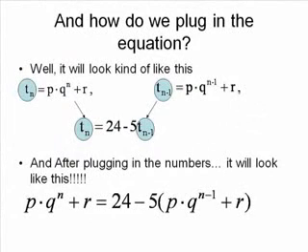So the question is, how do we plug Tn and Tn minus 1 into the equation? Well, it's simple. Since we have already changed tk to Tn, we simply insert their equations into Tn equals 24 minus 5 t subscript n minus 1. So after plugging the numbers in, it will look something like this.